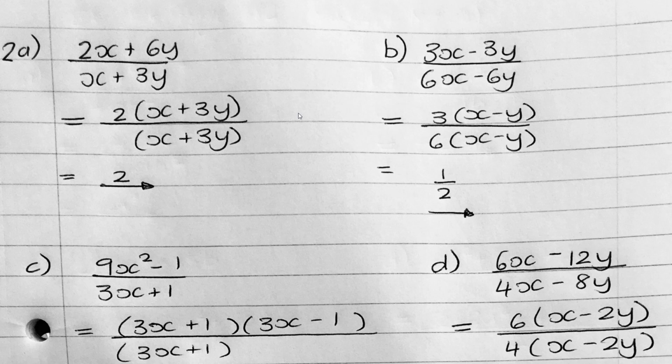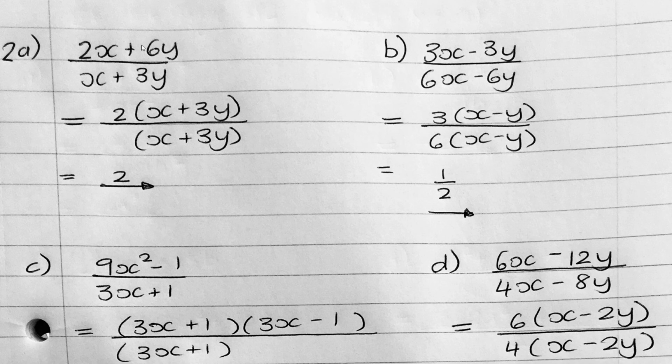Okay, this is question 2 of exercise 16.6. Alright, so this was 2a. Something that you need to remember is that you can't start cancelling, because there's two terms here and there's two terms at the bottom. So I need to factorize in order to simplify this expression.